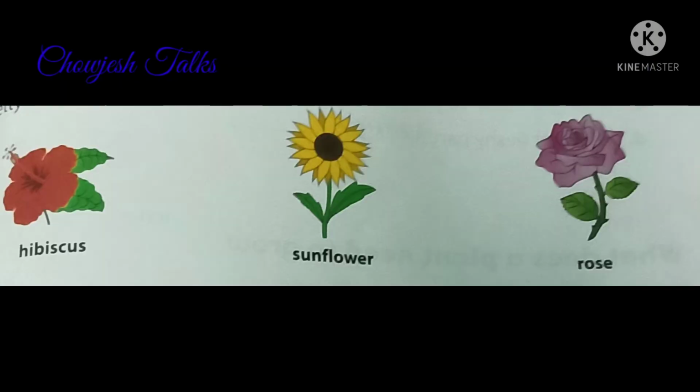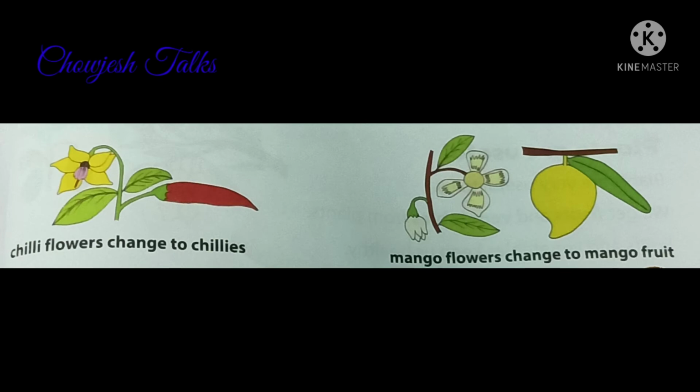Flowers and fruits. Most plants have flowers. Flowers have bright colored petals. Some flowers have a sweet smell. Hibiscus, sunflower, and rose are some pretty flowers. Some flowers change into fruit. Chili flowers change to chilies. Mango flowers change to mango fruit.